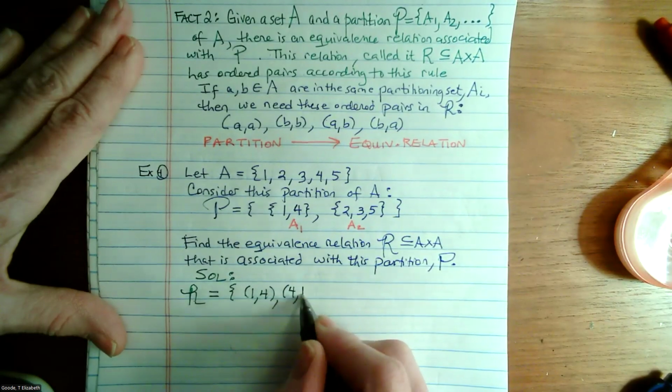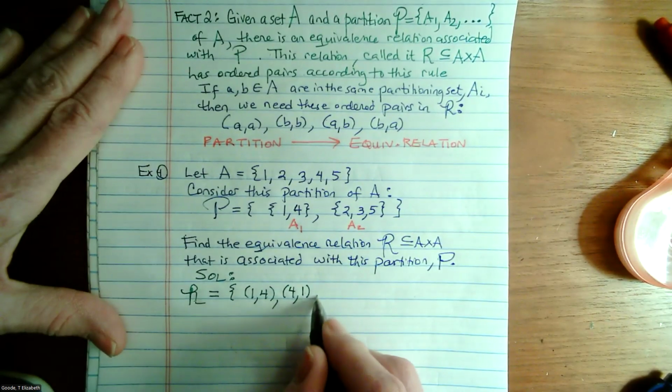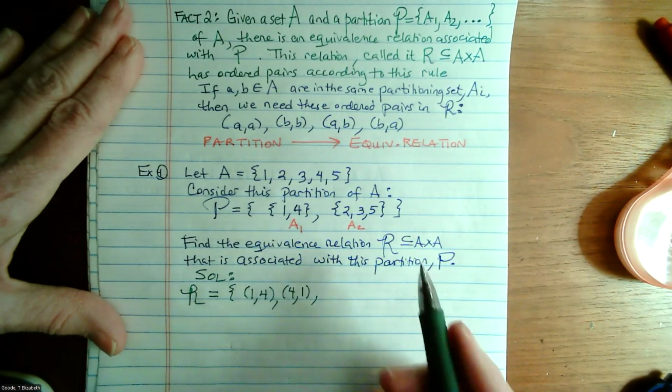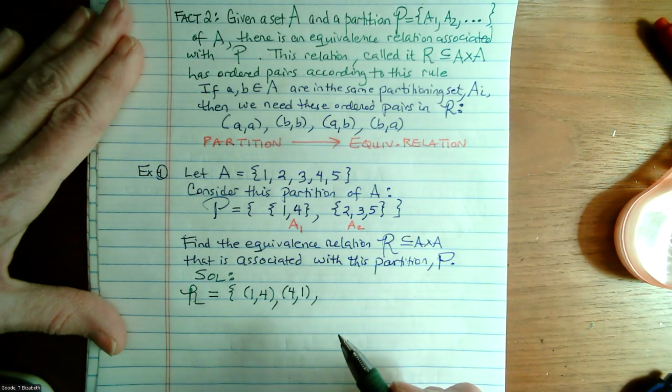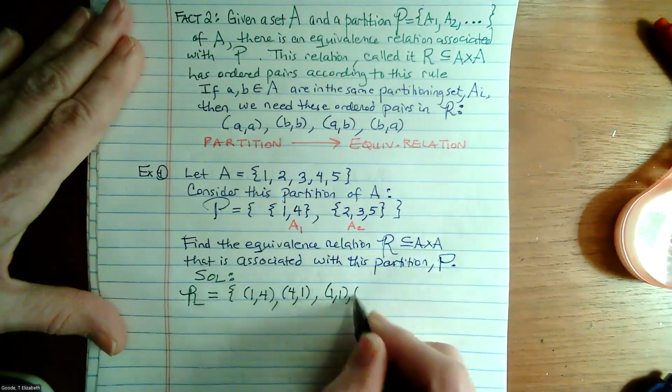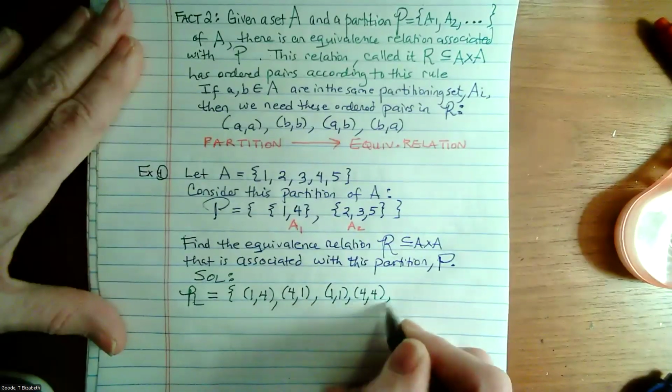4 is also related to 1 because we need symmetry. We need reflexivity too. We're building an equivalence relation. So what other ordered pairs should we add? 1, 1, and 4, 4. You got it. We need 1, 1, and 4, 4 as well.